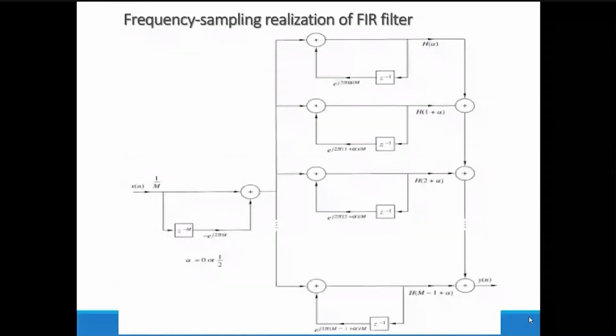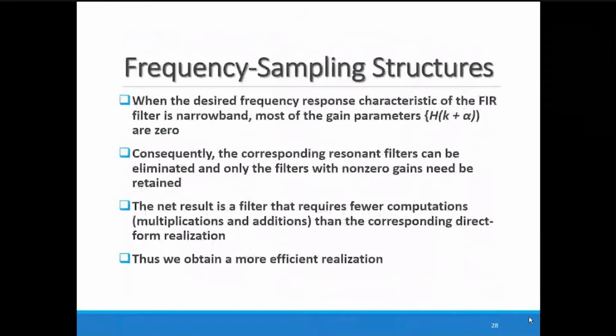Today we go for some more discussion of these frequency sampling structures and a few examples related to this. When the desired frequency response characteristic of the FIR filter is narrow band, most of the gain parameters H(k+alpha) are 0. The last time we calculated this H(k+alpha). So in that case, the gain parameters associated with H(k+alpha) are 0.